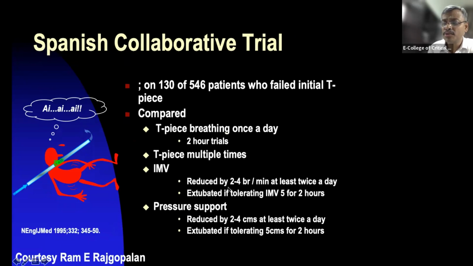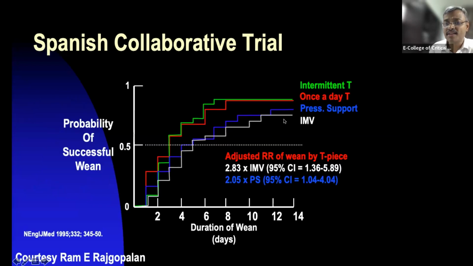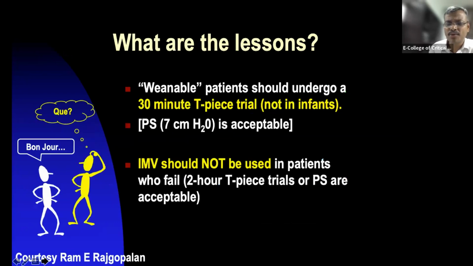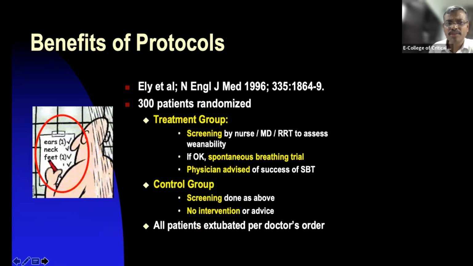With SIMV, how do they wean? They reduce the rate from 20 to 18, 18 to 16, 16 to 14, 14 to 10, 10 to 6, reducing the rate and converting to CPAP or support like that. They used to try that, but it doesn't work out. I think in the Spanish trial they found that SIMV is a very bad weaning trial. Don't use this. Use CPAP pressure support as the first option. I can go for a T-piece trial. Again, I told you, 30 minutes. SIMV is not a good option.